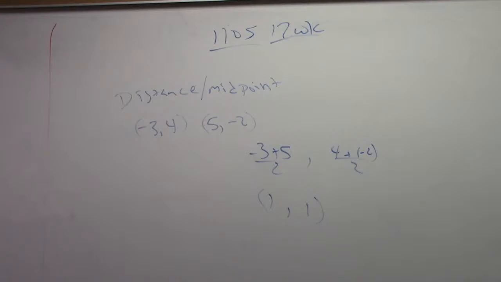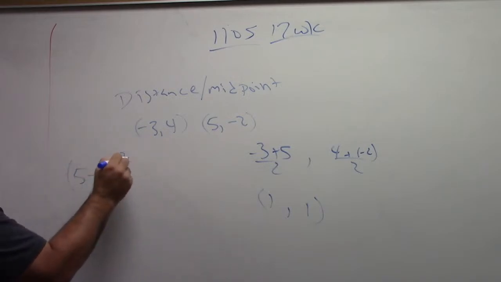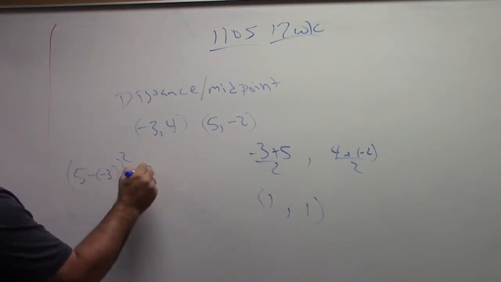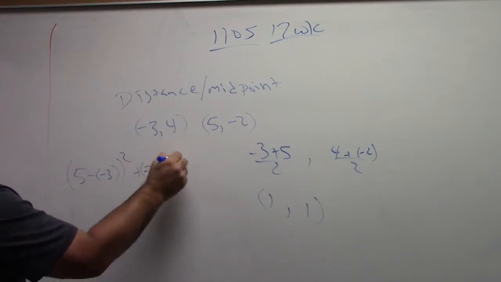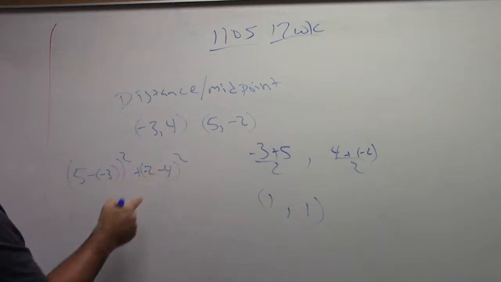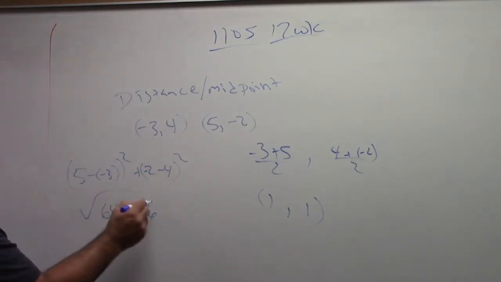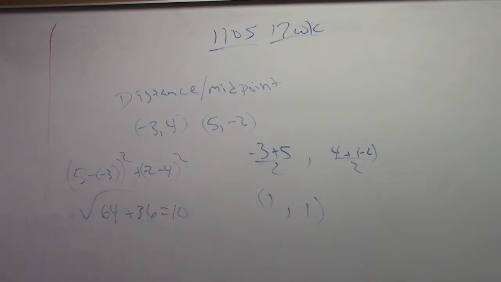Alright. 5 minus negative 3 squared. Negative 2 minus 4 squared. 64. 36, yes? Distance is 10. You good? You sure?